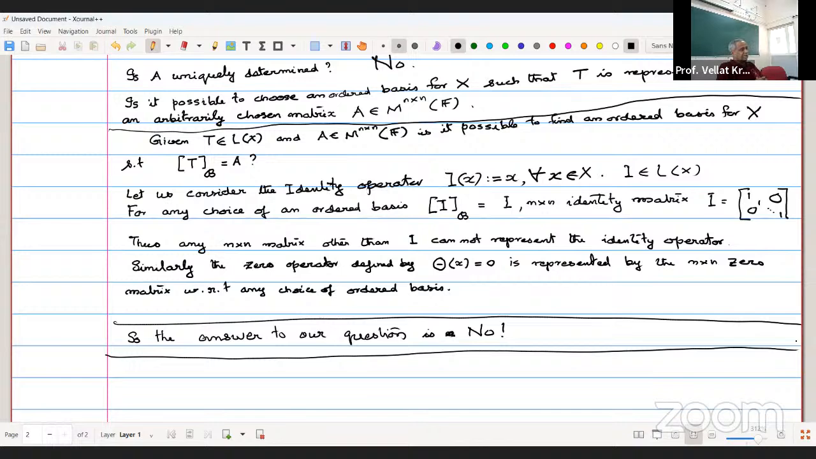The art of getting it done is by choosing an appropriate ordered basis. So by choosing different ordered bases, you get different matrices for the same linear transformation. Therefore, they cannot be arbitrary. See, not every n by n matrix can represent a linear transformation. Therefore, the n by n matrices which can represent the same linear transformation are possibly related. That's the conclusion.